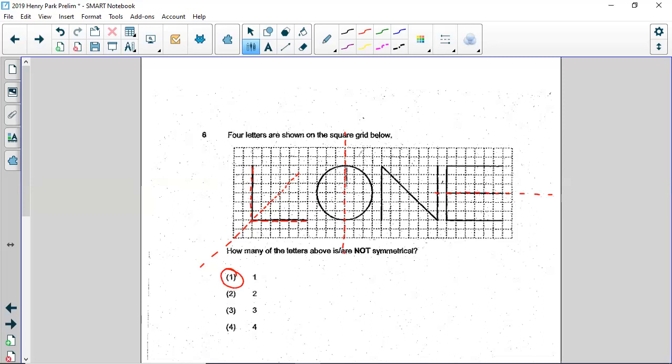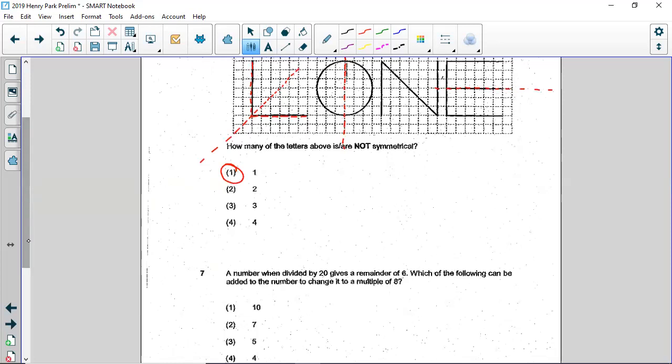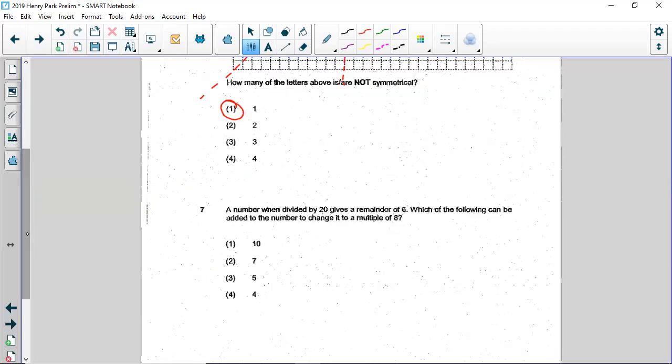Question number 7. If you don't know how to do, there is a method again. What is that method? There are clues.